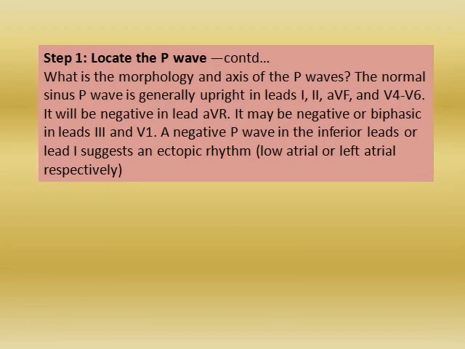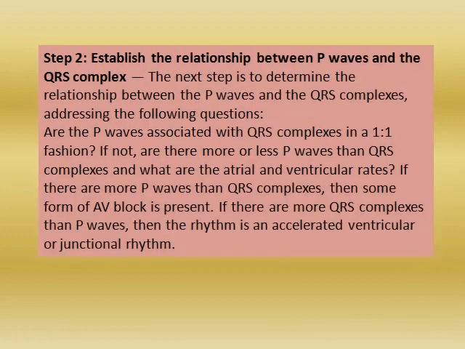It may be negative or biphasic in lead 3 and V1. A negative P wave in the inferior leads or lead 1 suggests an ectopic rhythm, that is low atrial or left atrial respectively. A negative P in the inferior leads means low atrial, or a negative P in lead 1 means left atrial ectopic rhythm. So that is step 1.